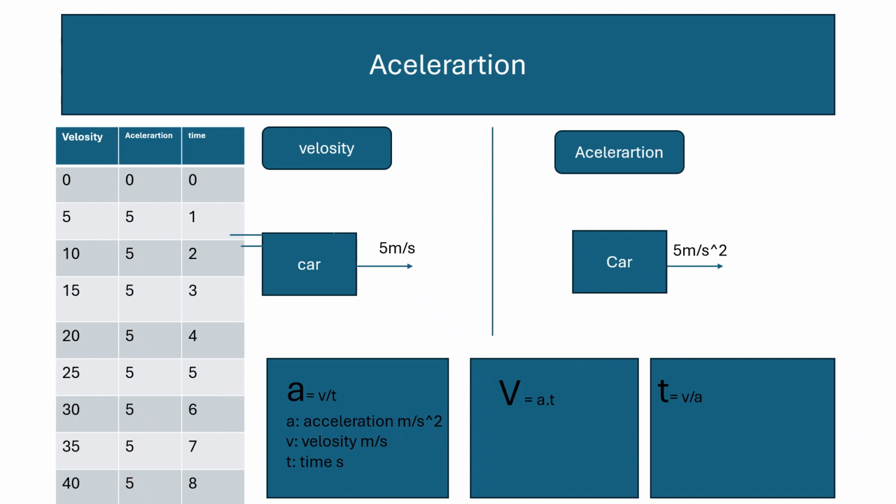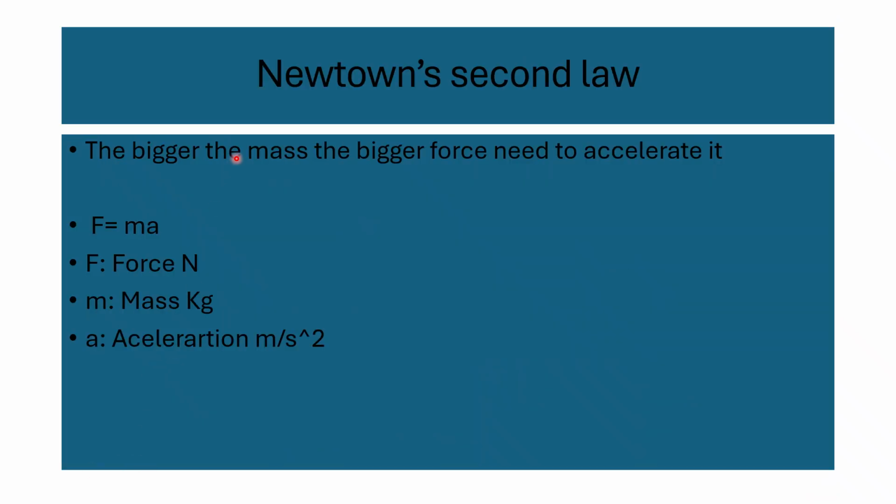We move to the fifth concept, which is Newton's second law. Newton's second law says the bigger the mass, the bigger the force needed to accelerate it. This is how we represent it mathematically: F equals ma. F is the force in newtons, m is the mass in kilograms, and a is acceleration in meters per second squared.